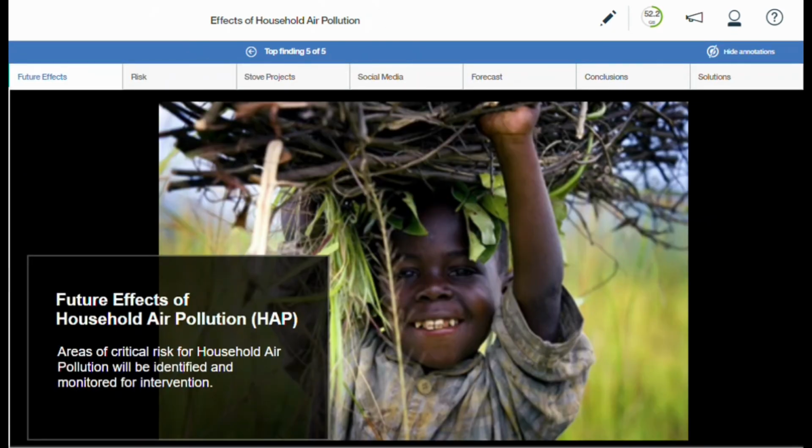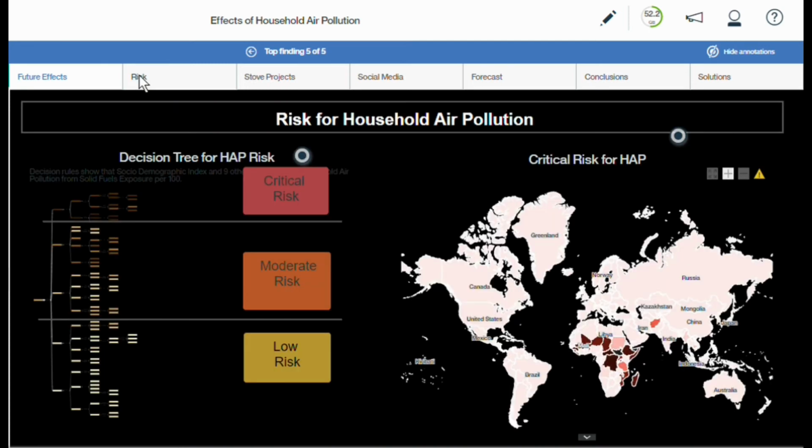Future effects of household air pollution. Areas of critical risk for household air pollution will be identified and monitored for intervention. Identify and monitor risk. Watson Analytics predicts household air pollution with chi-squared automatic interaction detection, or SHADE tree, and regression analysis based on a combination of drivers with a predictive strength of 91%.